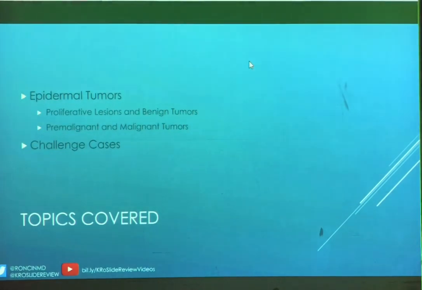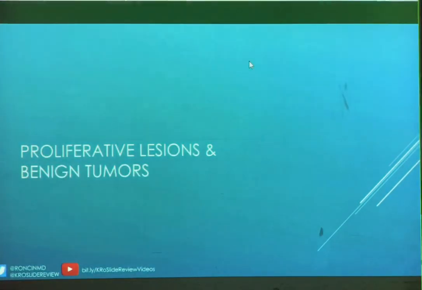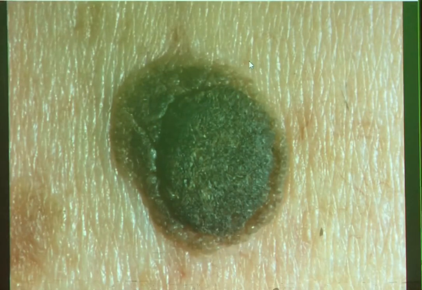And relatively simple. So these are all going to be epidermal tumors, which makes sense. We're talking about DermPath. So whether they're proliferative and benign lesions, or are they premalignant and malignant tumors? So starting off with our proliferative lesions and benign tumors, this is case one.